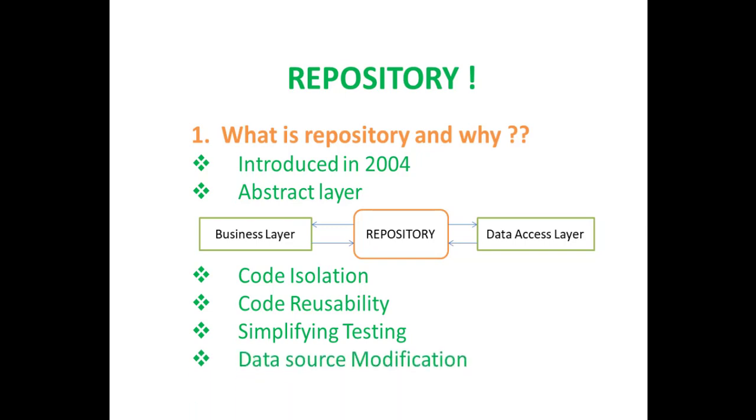And lastly, the most important thing: at any stage of your application development, or after application development, if you want to change your data source, it will not affect your application directly, because your application depends on repositories, not the data access layer. So the repository will take care of it. You just need to change the repository. I think that is the most important purpose of using repositories in application development.